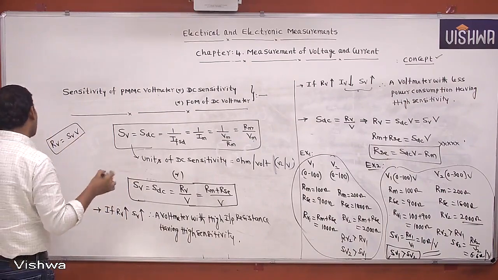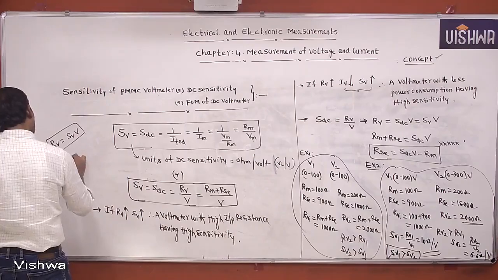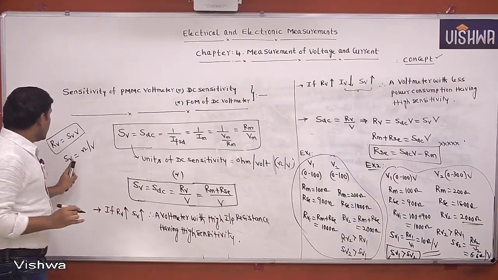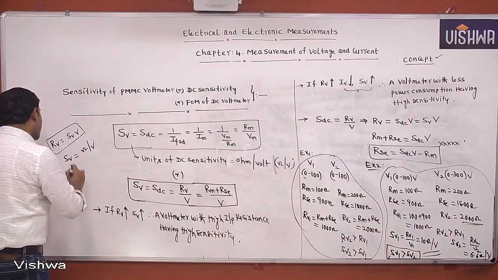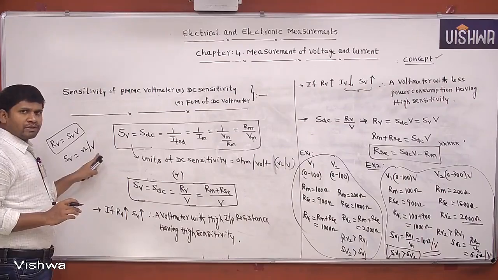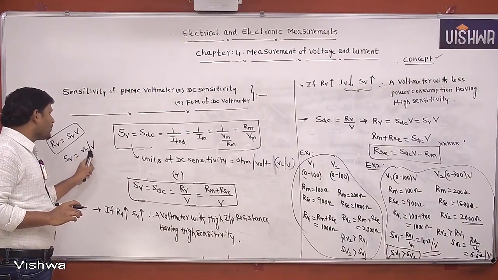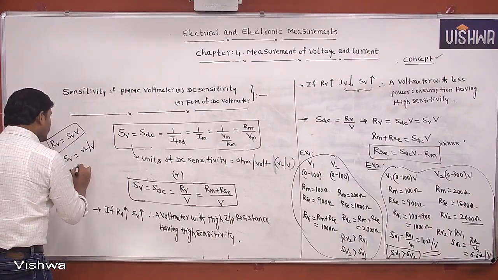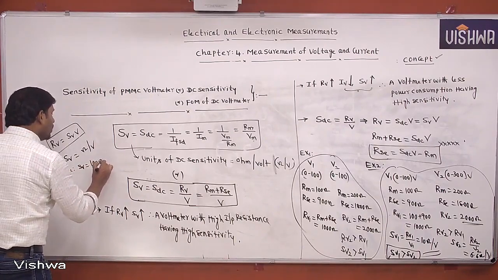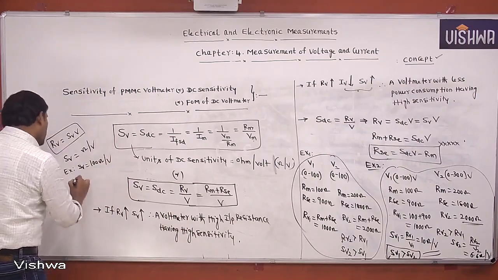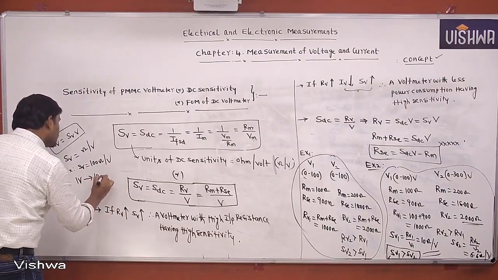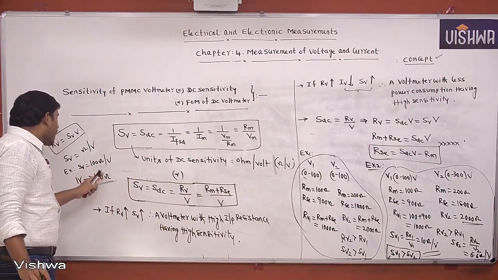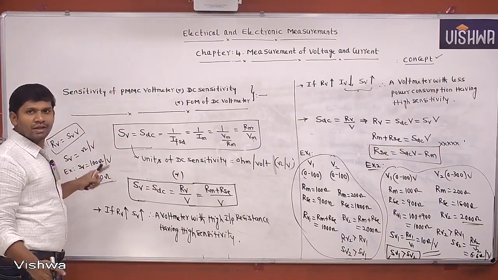What does the sensitivity indicate? Ohm per volt means 1 volt indicates this much resistance. For example, sensitivity equal to 100 ohm per volt. What is the meaning of this? 1 volt equals 100 ohms. For 1 volt, it offers a resistance of 100 ohms. That is the meaning of sensitivity.